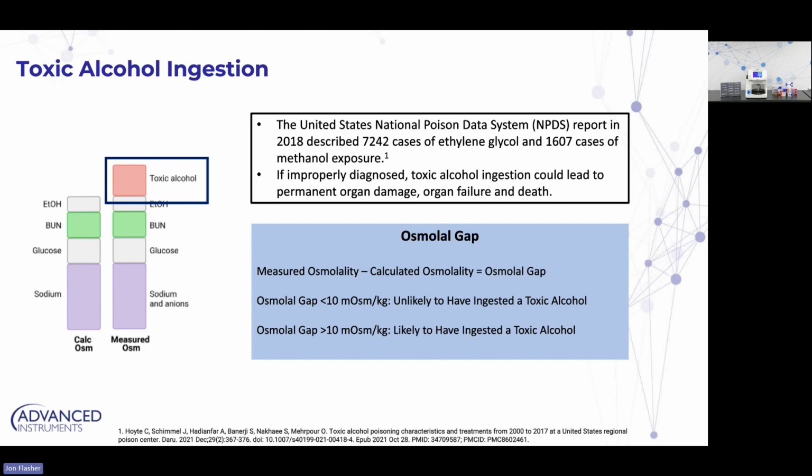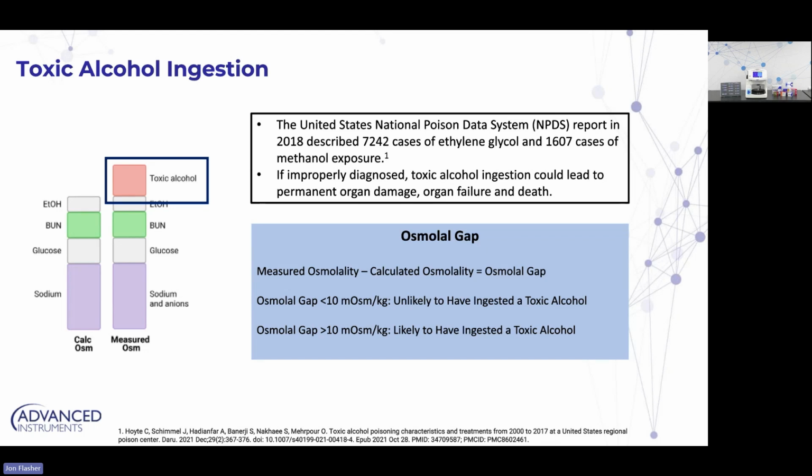So that's quite a few patients. This is a lot more common than some of us might expect. If the consumption of one of these toxic alcohols is improperly diagnosed, this could lead to permanent organ damage, organ failure, or even death. So really bad news, and it's really important that we act quickly to treat these patients.